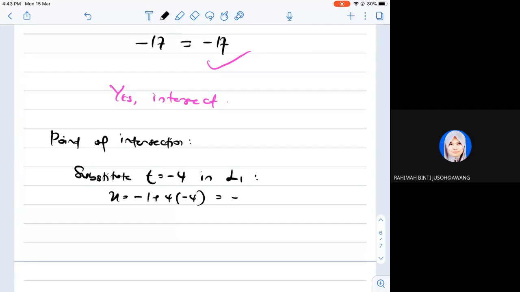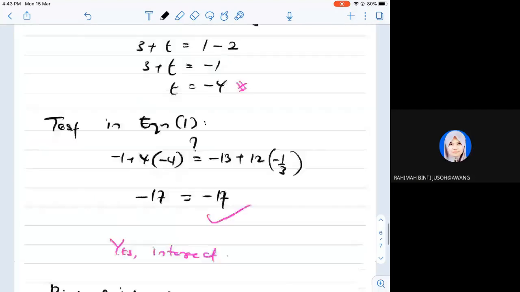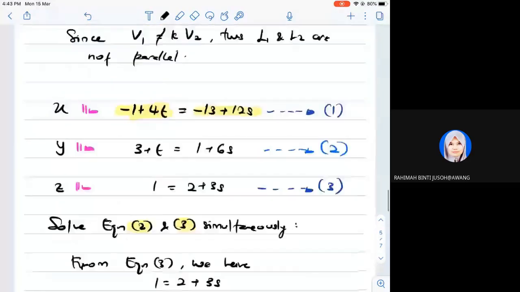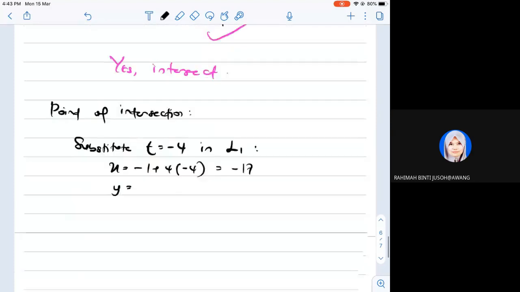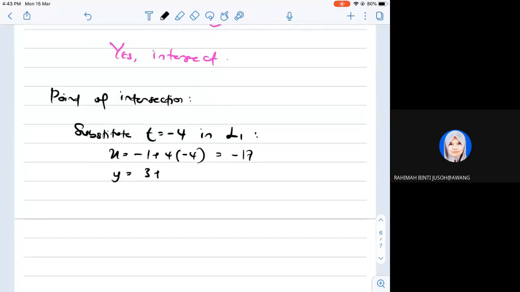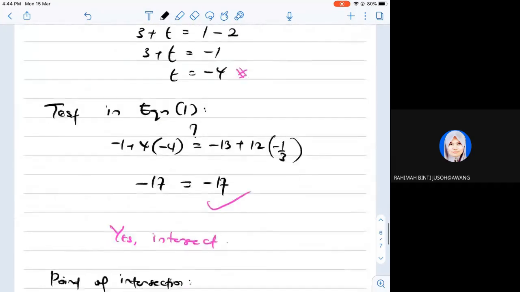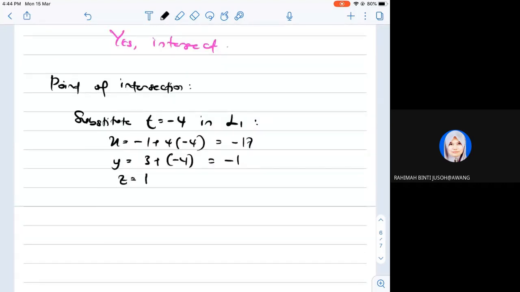And then Y, we have the equation Y equals 3 plus T. So 3 plus T, with T equals negative 4, we will get negative 1. And then Z, we have 1. Therefore, the coordinate is negative 17, negative 1 and 1. Like that.